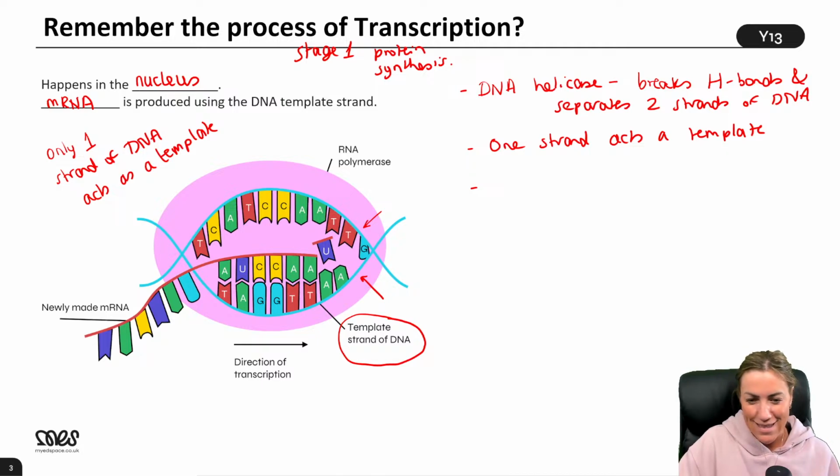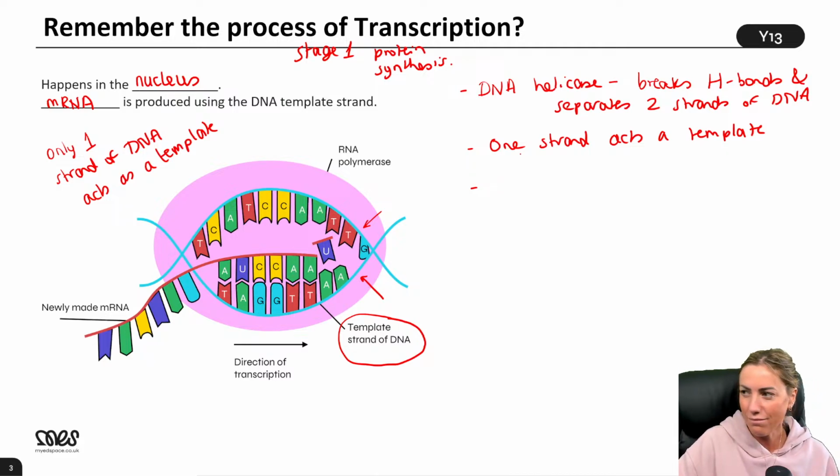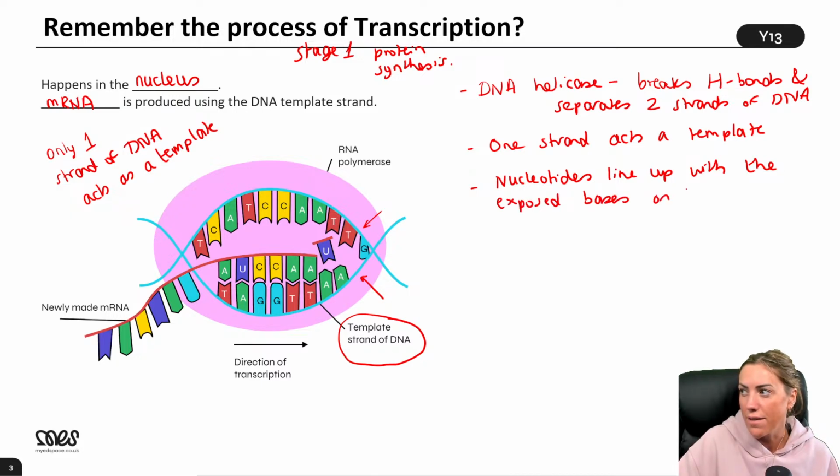Oh, good, Grace. Grace has given us an example of some base pair matching. Okay, and you've remembered we're making RNA, so Grace has actually said uracil. Good, Ella. Okay, so nucleotides line up with, I'm going to say, the exposed bases on the template strand. You can see that on the diagram.